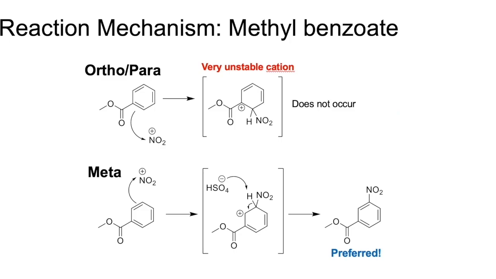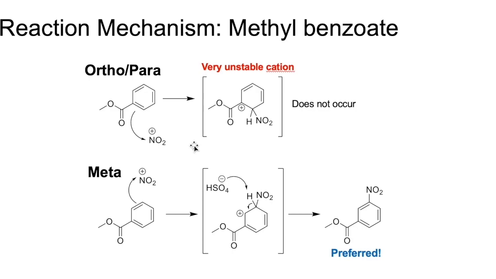Now we move on to nitration of methylbenzoate. As you can see, methylbenzoate has an ester group attached to it. An ester group is an electron withdrawing group, which means that this ester group will direct an incoming electrophile to the meta position with respect to itself.